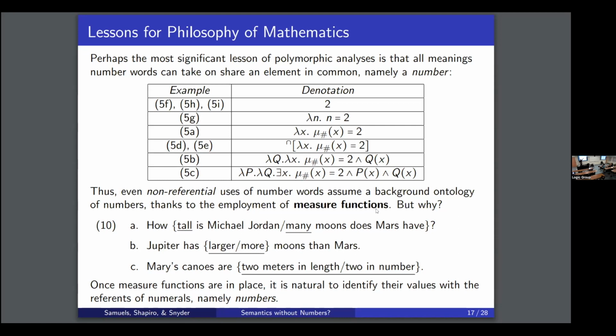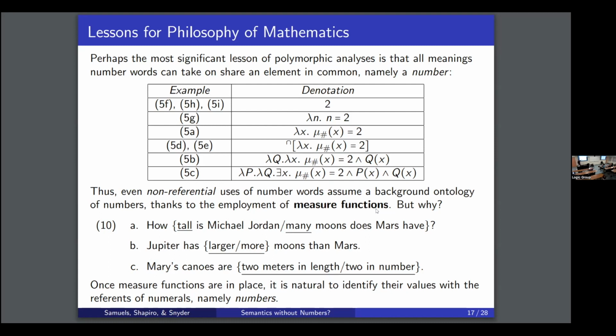This is called a measure function. A measure function is just a function from entities to numbers along some dimension of measurement. Intuitively, it represents the measure of something: how tall something is, how fast something is, or in this case, how many of some things there are. So again, because non-referential uses involve measure functions, and measure functions by definition are functions from entities to numbers, they presuppose the existence of numbers. Even non-referential uses of number words presuppose an ontology of numbers.